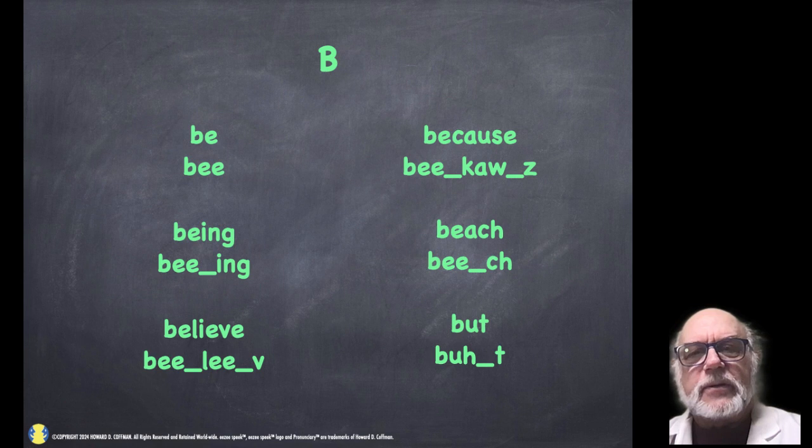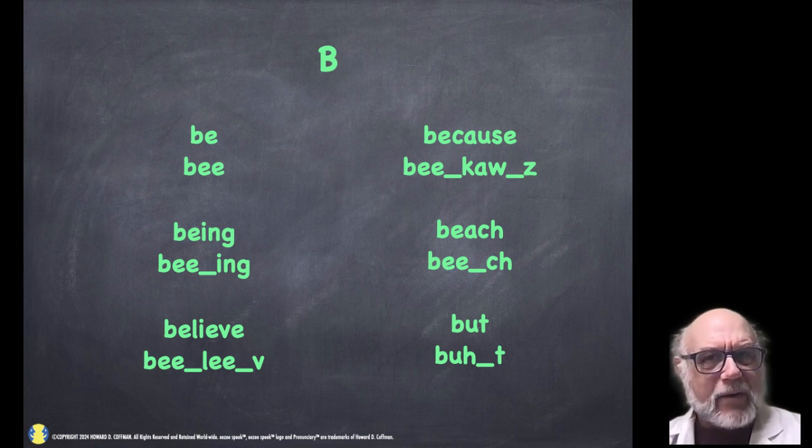Beach. See how controlling of the air I was and how that's where you need to get. Beach. There's the B and there's the ch, and it requires air and strength and control. And that's what I want you to learn. But.